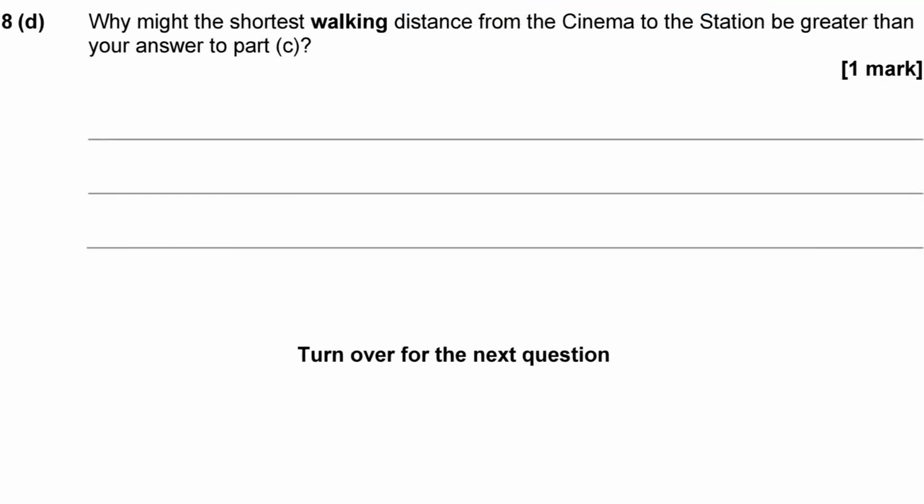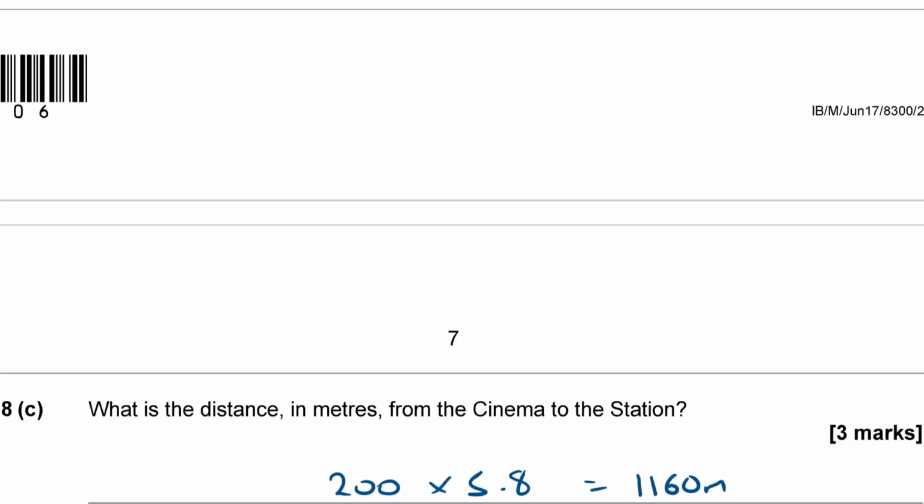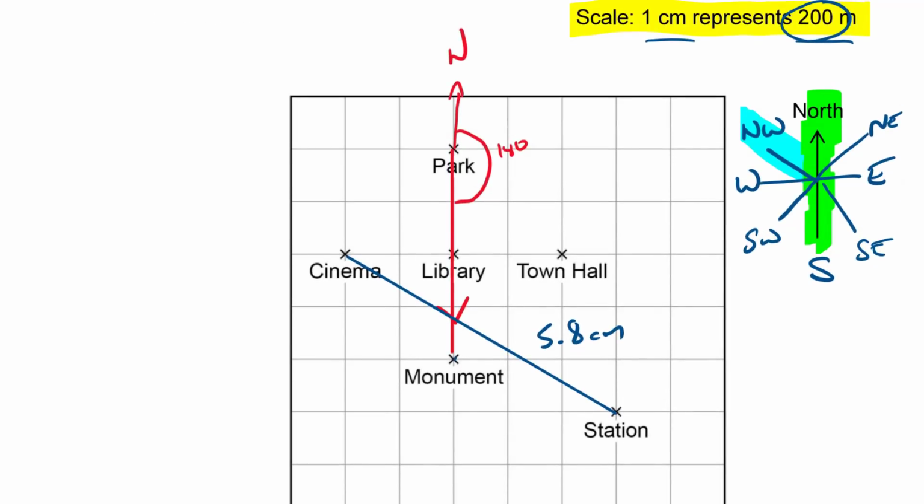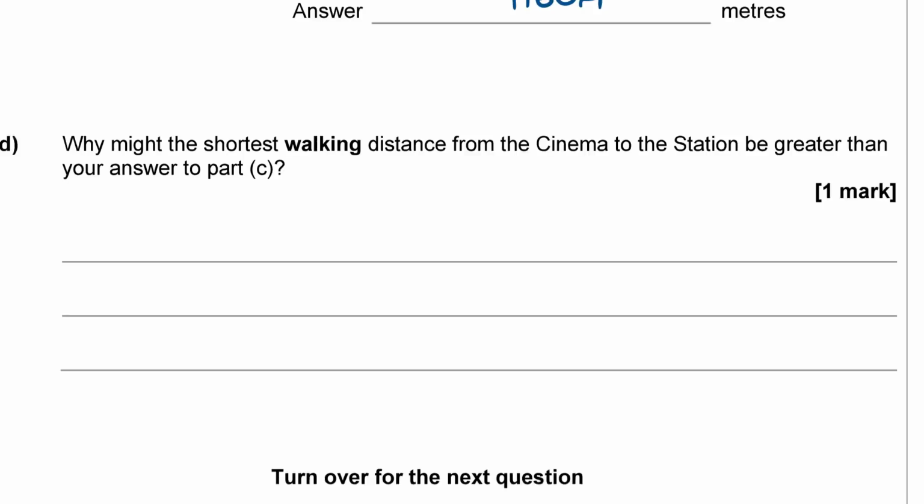Finally, 8D says, why might the shortest walking distance from the cinema to the station be greater than your answer to part C? Okay, so why might the shortest walking distance from the cinema to the station be greater than your answer? Well, if you come back to the diagram here, you can see that this path is direct, and there might be things in the way. This monument, there might be a fence around this monument that you have to then go around. So the actual walking distance might be longer than the direct route because there might not be a path all the way through. So I'm going to write something like that down.